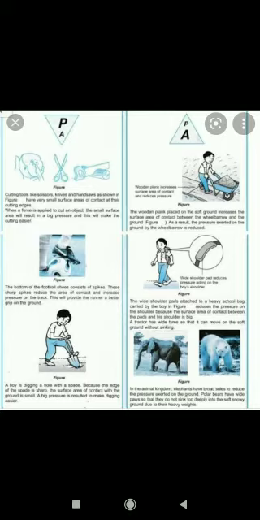So these are some examples where, if the weight is the same and the area is less, pressure is more, and if the area is more, pressure is less. It can be both helpful and harmful.